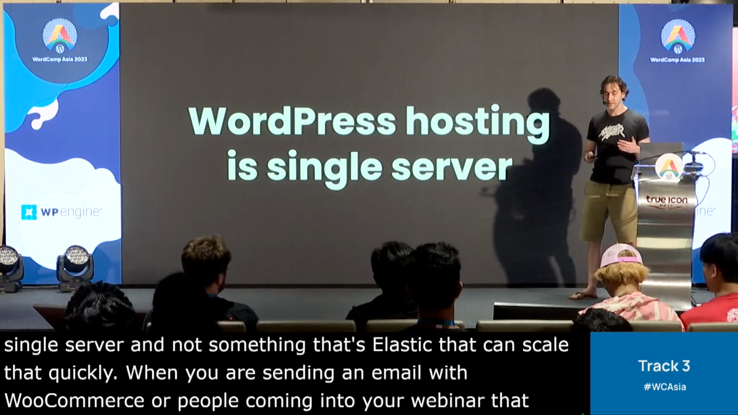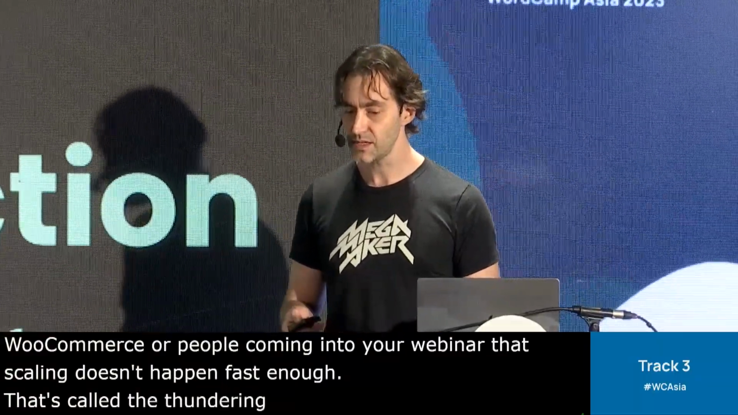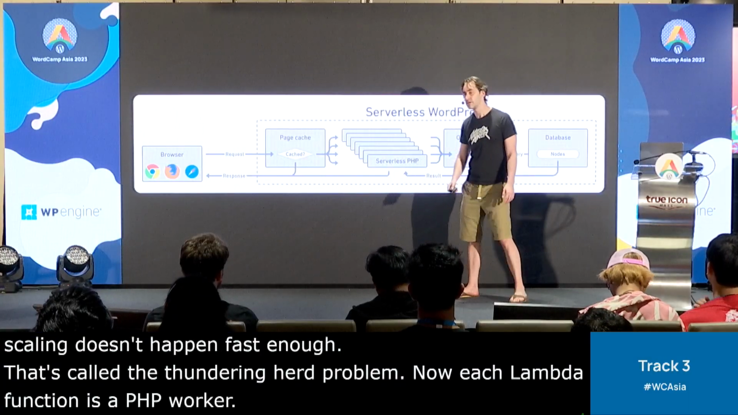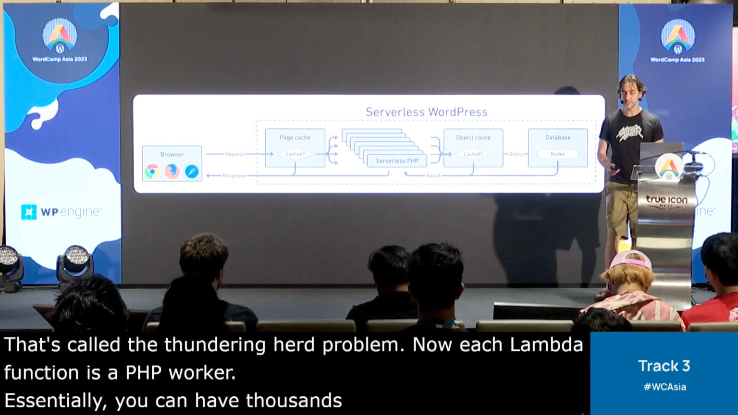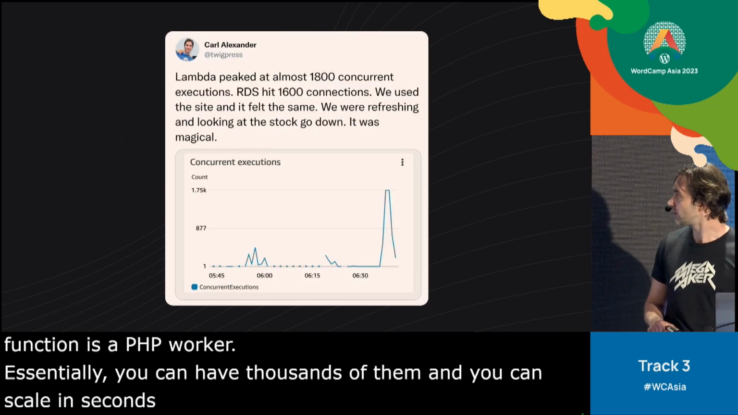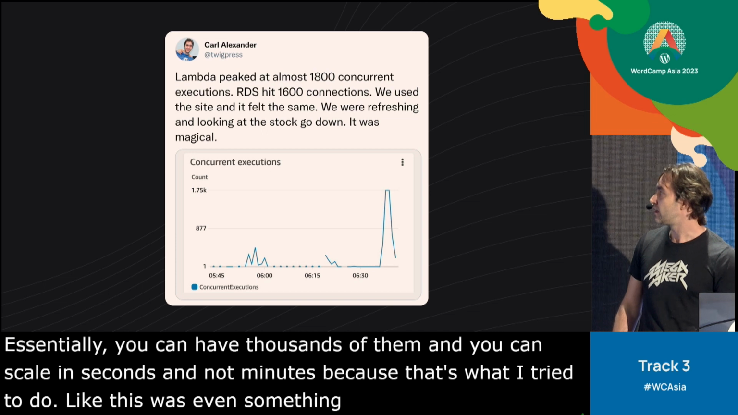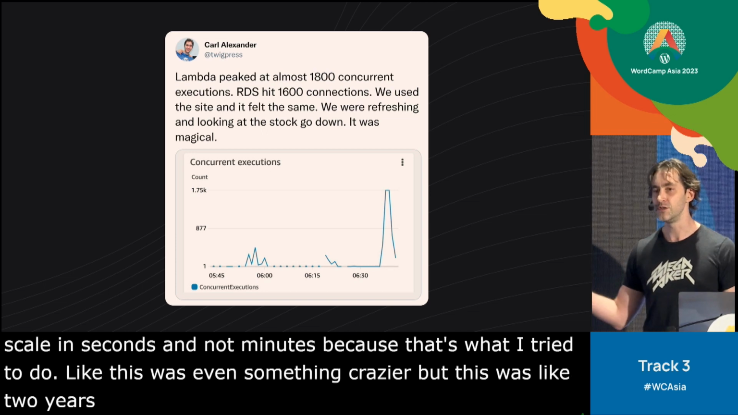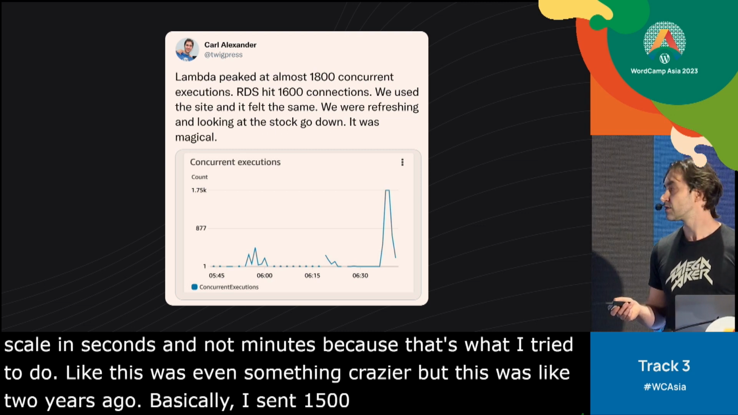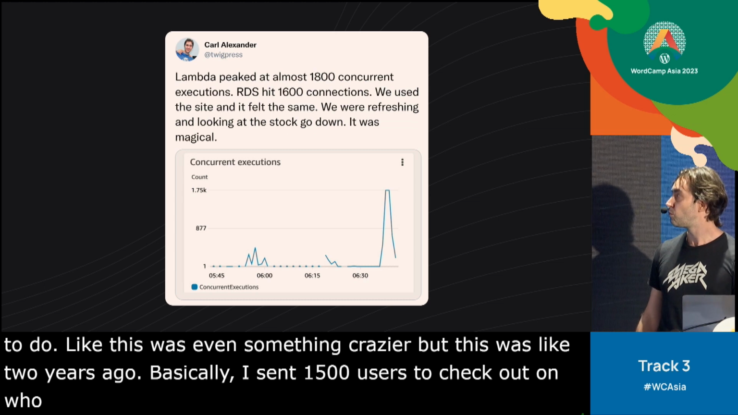So with this, like I said, now each Lambda function is a PHP worker. So essentially, you can have thousands of them. And you can scale it in seconds and not minutes, because that's what I tried to do. I actually did something even crazier recently, but this was 2 years ago, and basically I sent 1,500 users to check out on WooCommerce, and we basically got to 800 concurrent. So that means it was 1,800 PHP workers running.